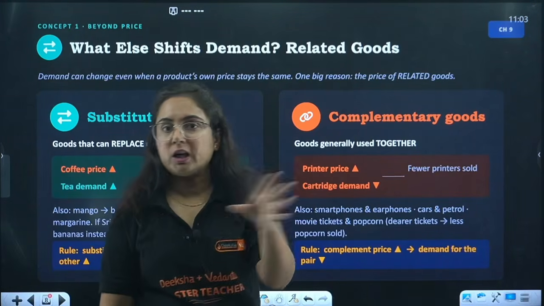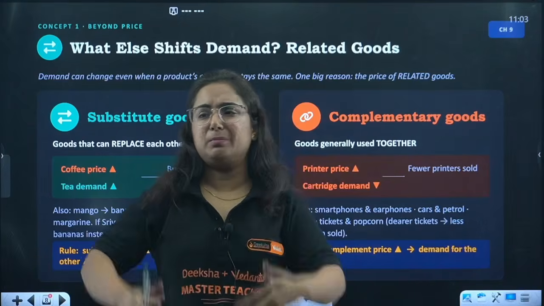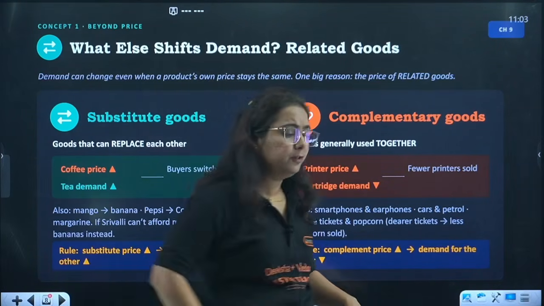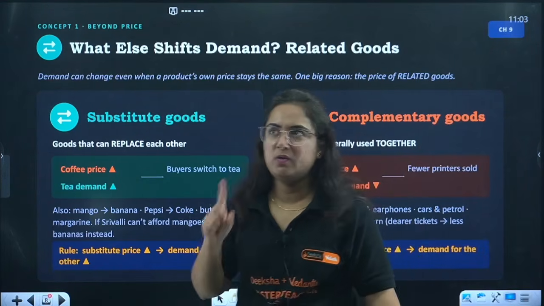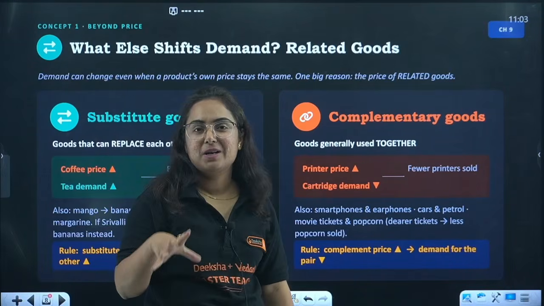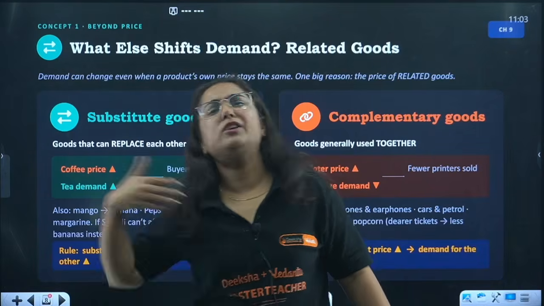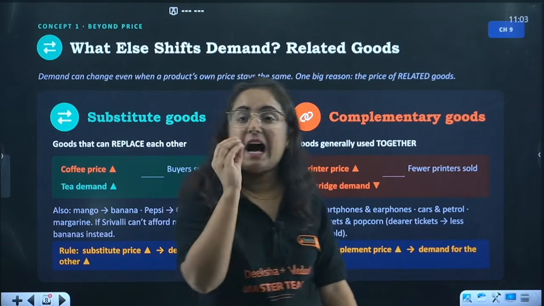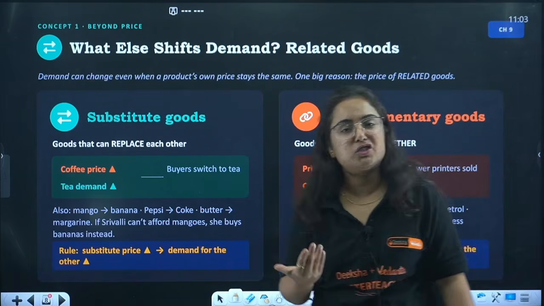Right? Could not afford mangoes at all. He will buy the alternate product, that means banana, which was quite cheaper. What if Shrivalli is a person who actually doesn't like eating mangoes, but no one in India should do that. Okay, so actually Shrivalli is the person who doesn't like eating mangoes. Then what will happen? He will buy apple if he can afford it, obviously. So beta, there are other factors which shift the demands, which change the demands also.